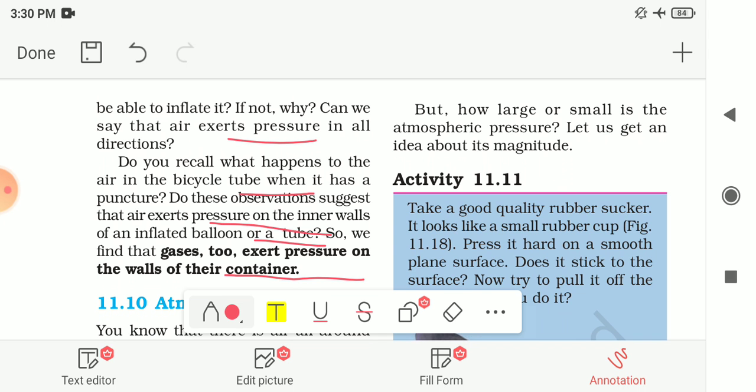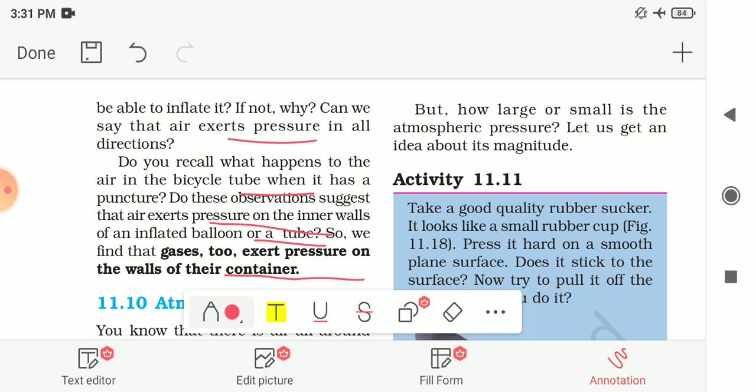When there is a puncture in a bicycle tire, we are not able to ride the bicycle because the air which exerts the pressure on the rubber tube is not there. So we can say that the air exerts pressure on the inner wall of the balloon as well as the tube. We find that gases also exert pressure on the walls of their container. By this we can say that all substances, liquid, gaseous or solid, exert pressure.